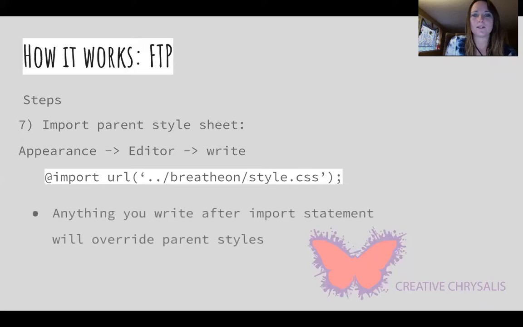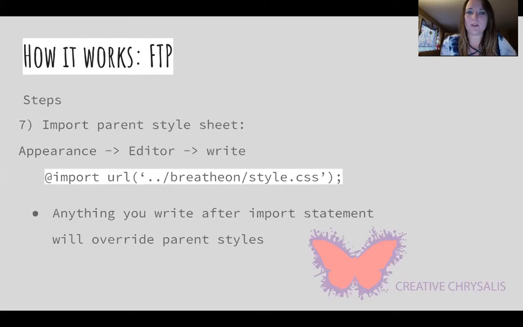So we have another step that we need to implement for the FTP method, which is to import the styles from the parent theme. So we haven't done that yet. In WordPress, in our dashboard, we want to go to Appearance, Editor, and then we want to write this import statement in the editor at the top of the file. So import URL and then the file path.